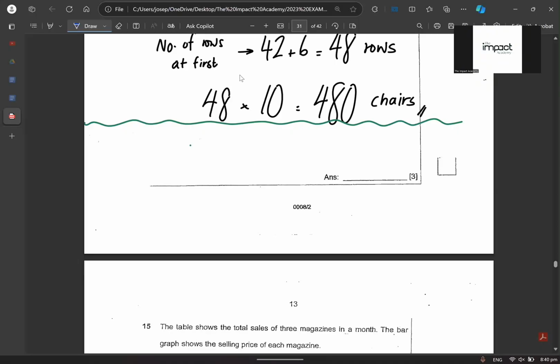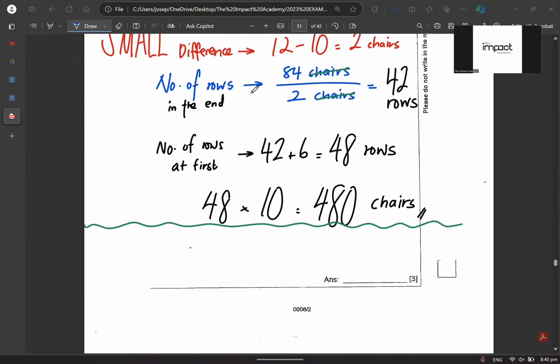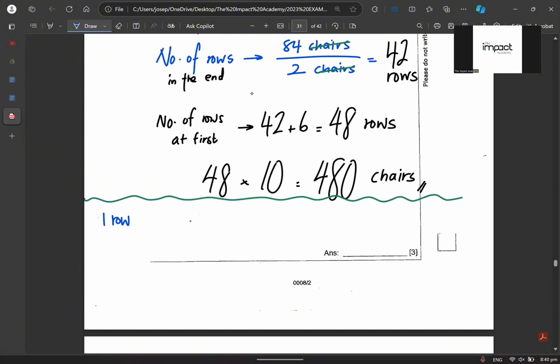Now, I have another method. I think a lot of you need to know this method because this will be applicable in average. Is that okay? All right. So later, we'll do some average questions. Now, one row, how many chairs? At first, 10 chairs. Understand or don't understand? Can you all write this down as well? Okay, this is my at first.